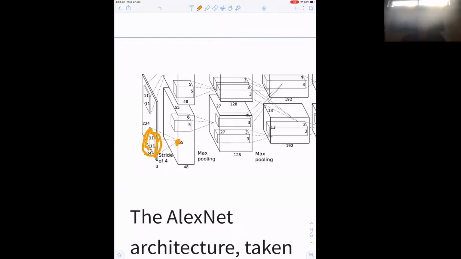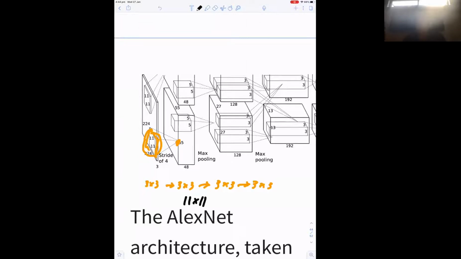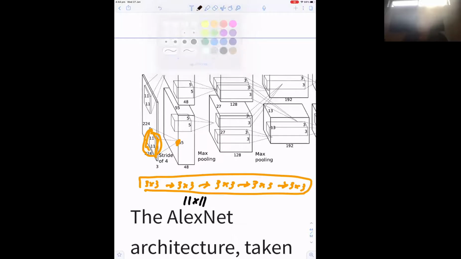Or I can break this up and do a 3 by 3 followed by a 3 by 3 with no max pooling or anything, followed by a 3 by 3, followed by a 3 by 3. Now, these are not the same things. An 11 by 11 is not exactly like doing these 3 by 3s. Sorry, I'll need one more, followed by 3 by 3. But the receptive field of this combination of 5 convolutions, one after another, versus this one, which is just a single convolution, is the same.